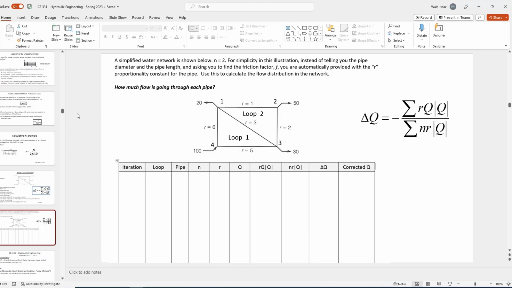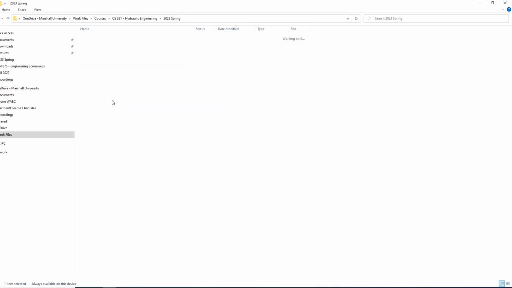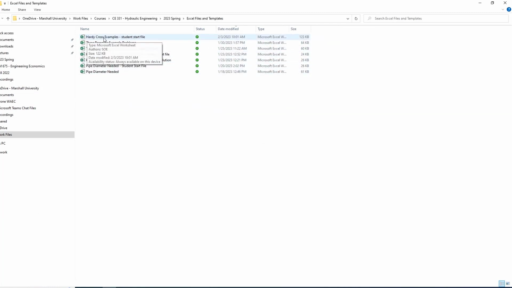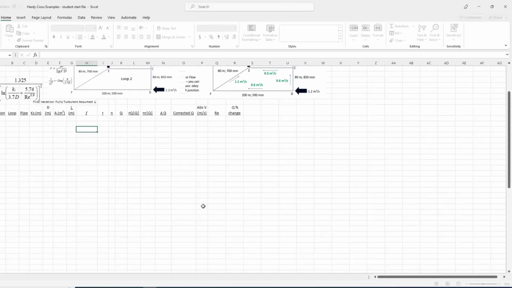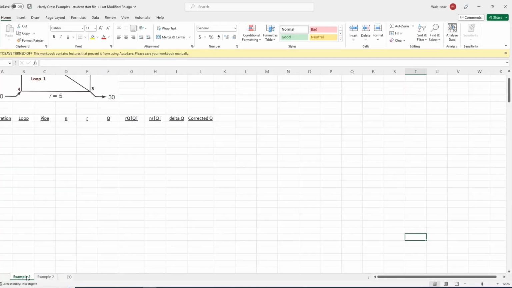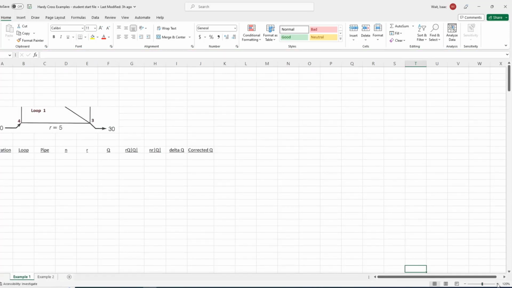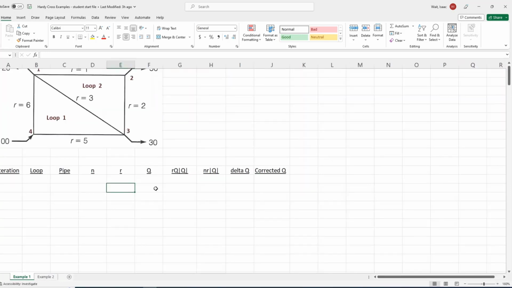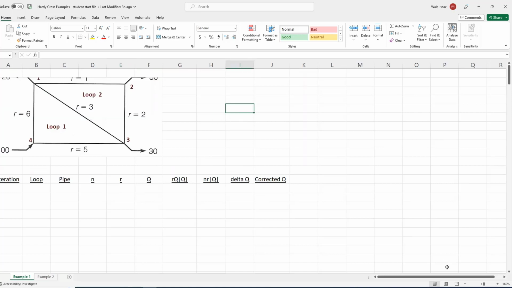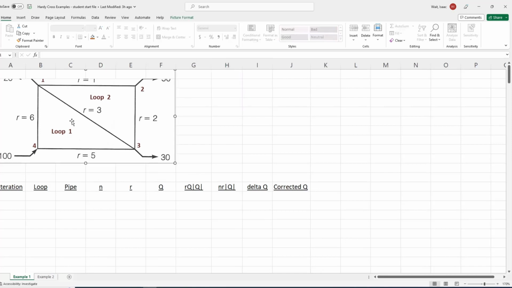I emailed you a template file. It's also posted on Blackboard if you want to get it there. So it is the Hardy Cross example student start file. We'll use example 1 for today. And to make things easier later on, it would be worth drawing your flow direction and the flow amounts. I mean, I guess you can glance at the paper.